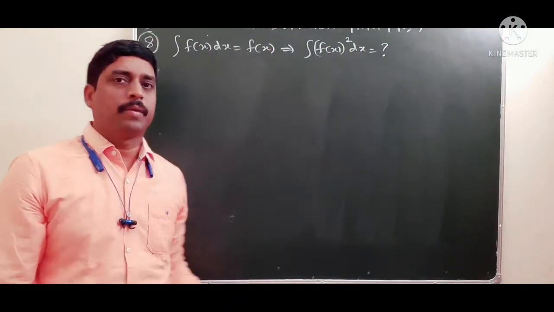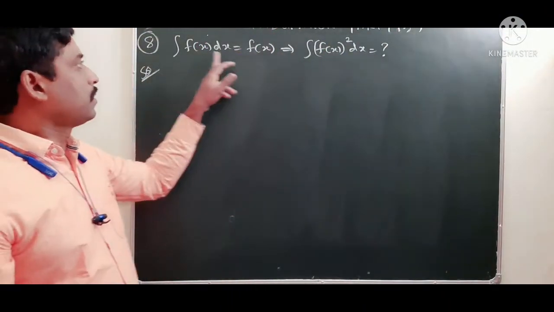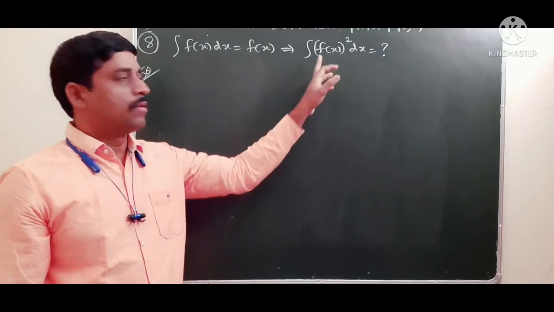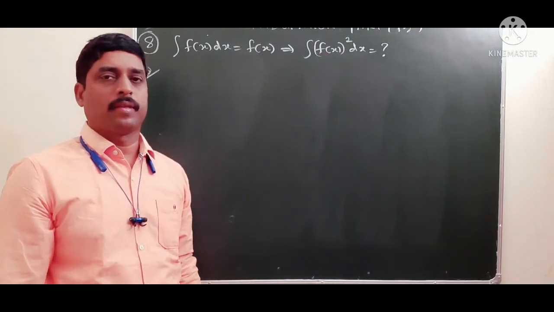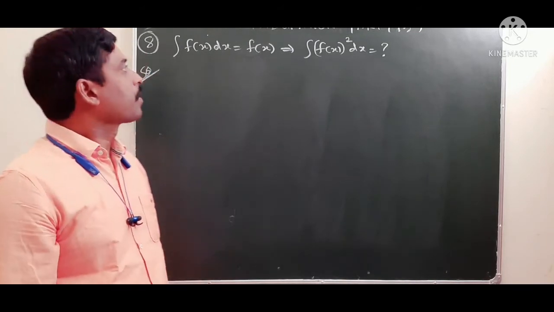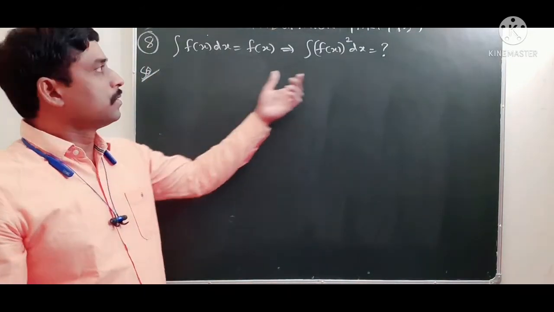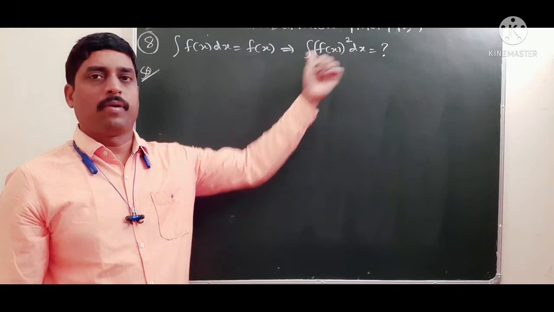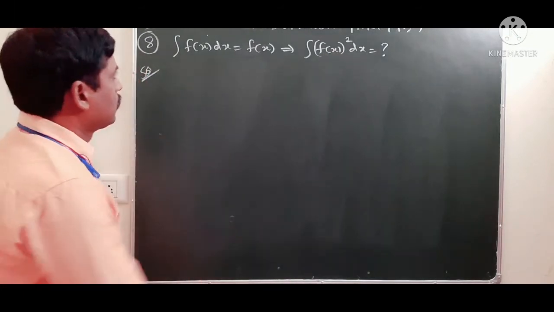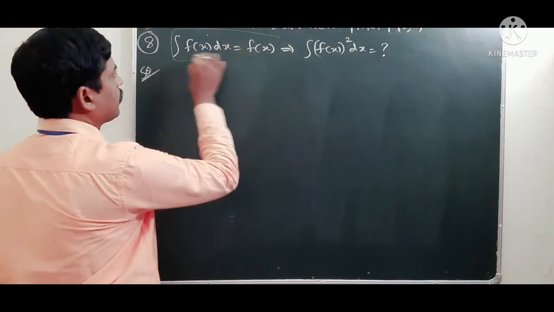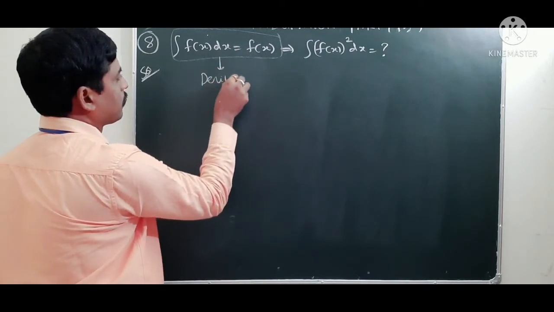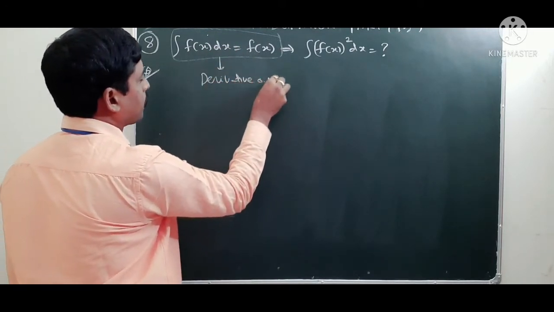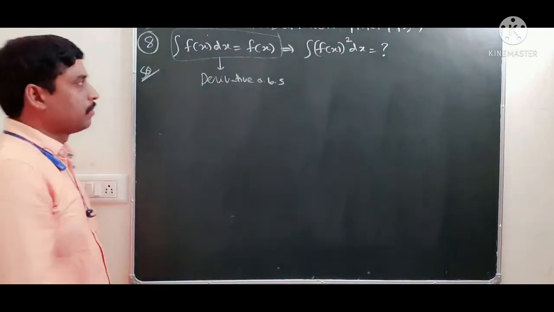Okay, let us go to the next problem. Integral f of x dx is equal to f of x. We have to find integral f of x whole square dx. How can you solve this problem? First, we have to find the f of x value. So this is the given condition. Now take the derivative on both sides.